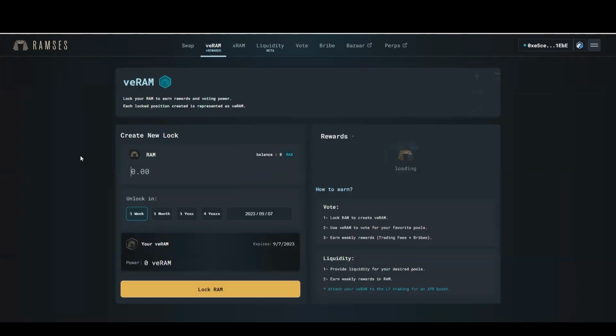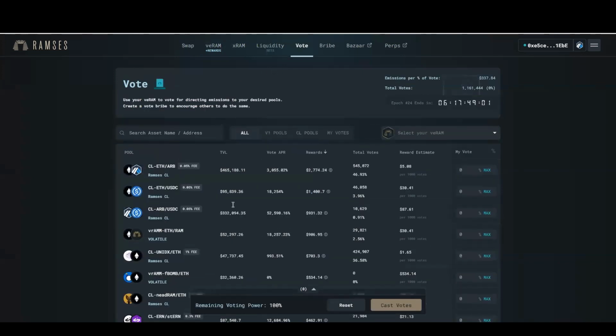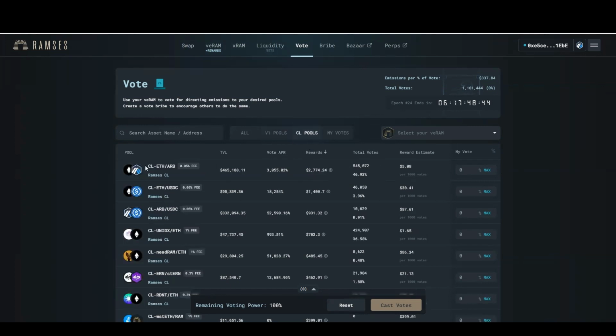You can then go across and have a look at VRAM. VRAM is your vote escrowed RAM token. And what you do with your VRAM is here on this page, you can see it has your VRAM and your rewards. And you go across to the vote page and you can have a look at different pools. If you go to V1 pools, this covers those things with basically with bribes in them or rewards and some projected fees. And you can vote on those with the amount of VRAM that you have, and then you'll get those rewards. You can also go to CL pools, concentrated liquidity pools, and then try to do the same.